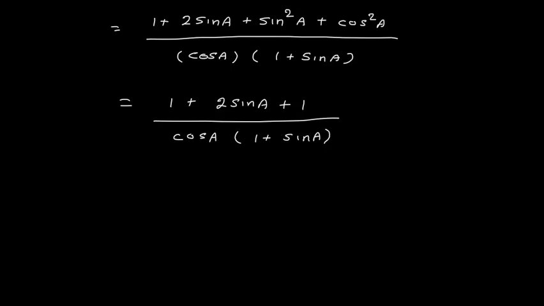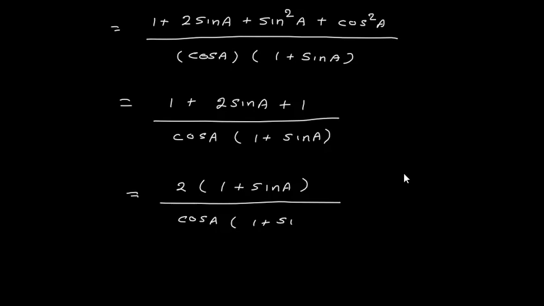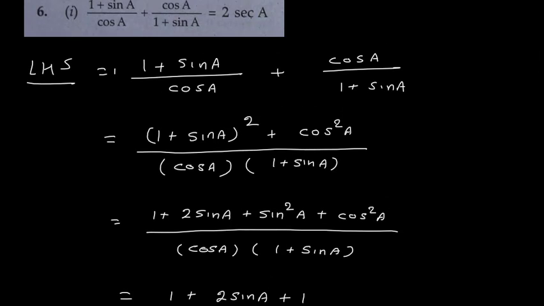Now 1 plus 1 is 2, and 2 plus 2 sin A, so you can take 2 common, and here inside bracket you have 1 plus sin A, and your denominator is cos A into 1 plus sin A. Now this 1 plus sin A and this 1 plus sin A will cancel, and 2 upon cos A will become 2 times sec A, which is your right hand side. Okay, so left hand side is equal to right hand side, 2 sec A. Simple.